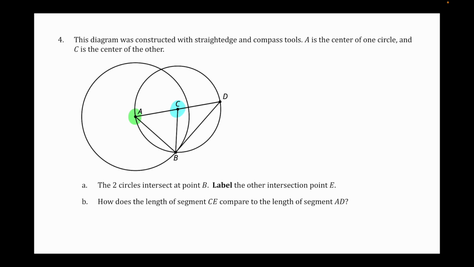Now it says label the other intersection point E. So they intersect at point B. So point B for us, that's this one down here. Now we want to find the other point where these two circles intersect, and that is this one right here, where those two circles cross each other. So let's label that E.